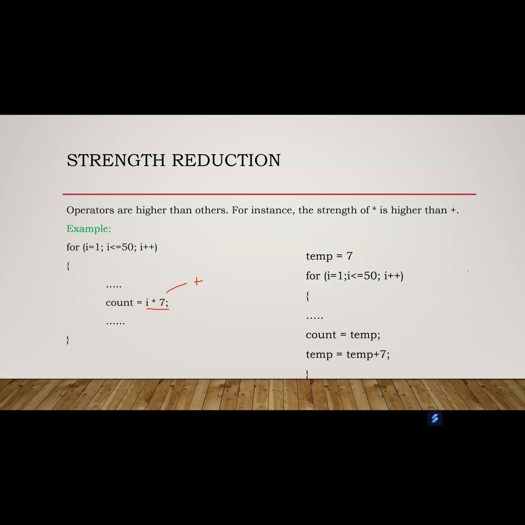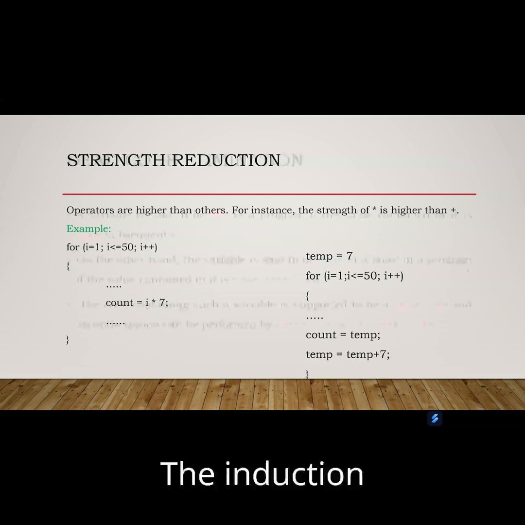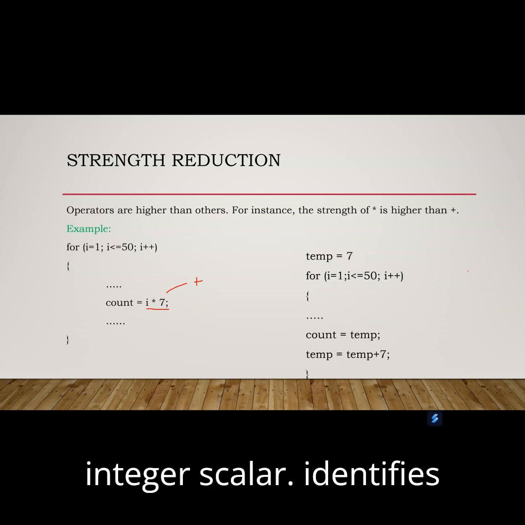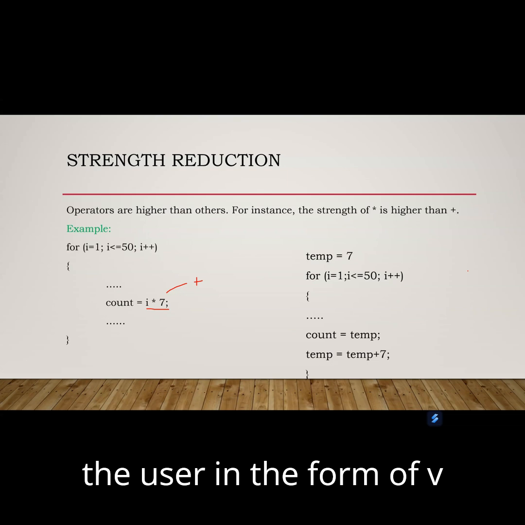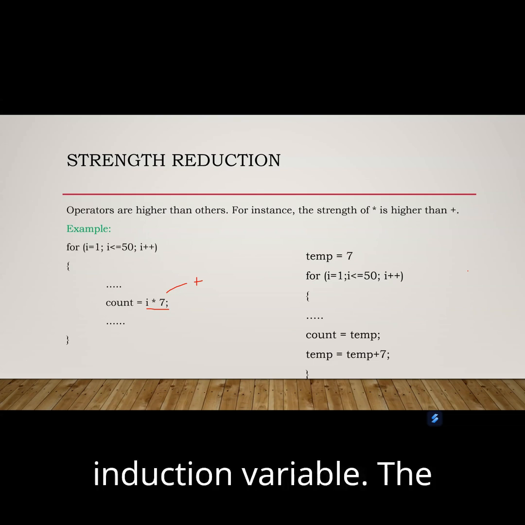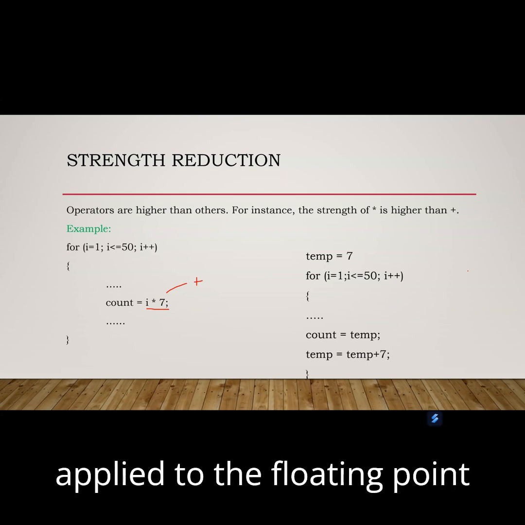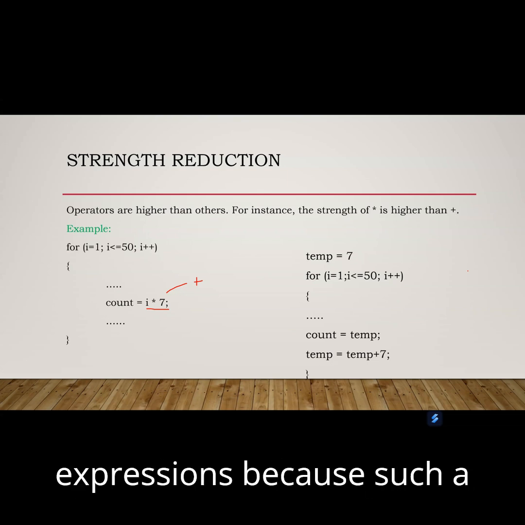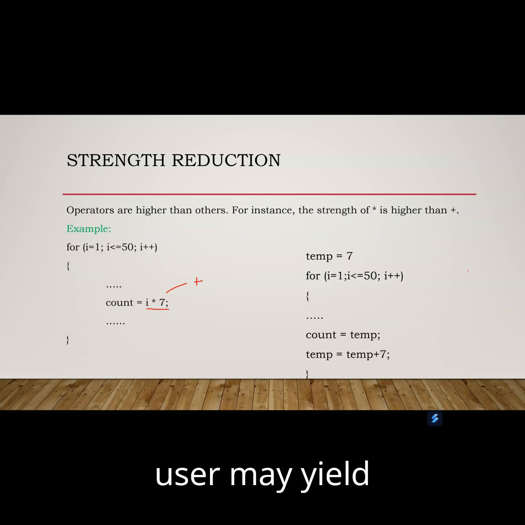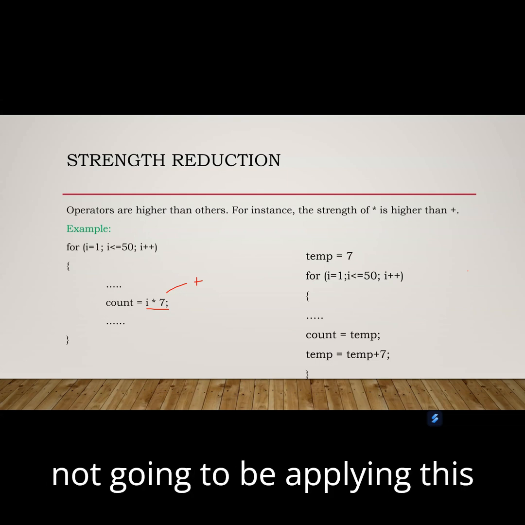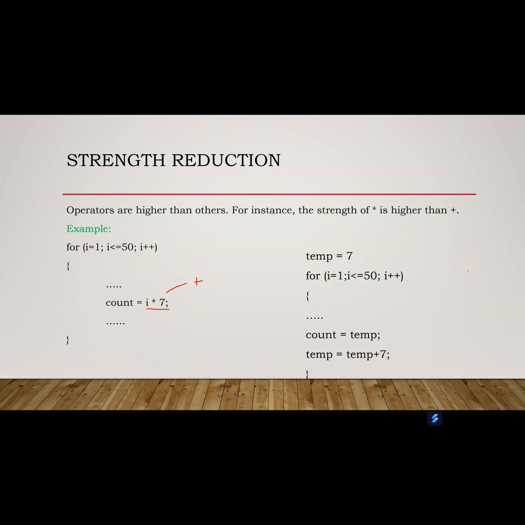The induction variable is an integer scalar, identified in the form v equal to v plus or minus constant. Here v is an induction variable. Strength reduction is not applied to floating point expressions because such a use may yield different results. So we are not going to apply this for floating values.